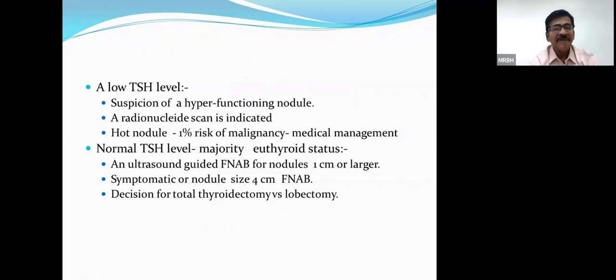Again, we can plan based on TSH level. A low TSH level indicates a hyperfunctioning nodule. This is the only situation where a radionuclide scan is indicated. If it is a hot nodule, there is a 1% risk of malignancy. These patients can be initially managed with medical management. If medical management fails, we can offer surgery. Most of the patients are of euthyroid status. So if there is a normal TSH level, an ultrasound-guided FNAB is done for nodules 1 centimeter or larger, and symptomatic nodules of 4 centimeter, and this can help us in decision-making for total thyroidectomy versus lobectomy.